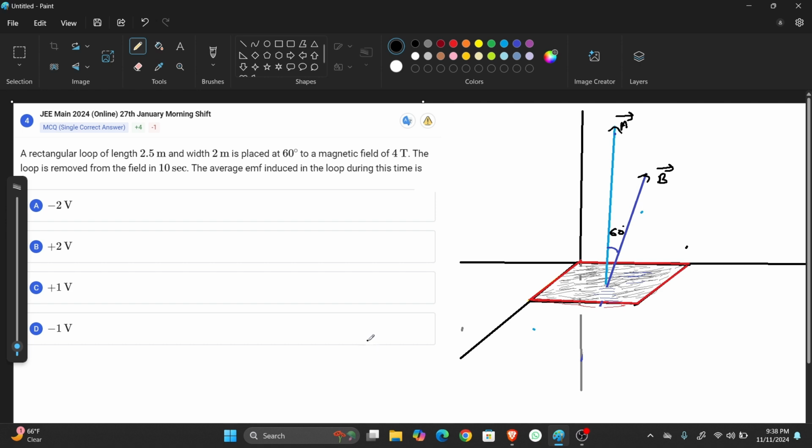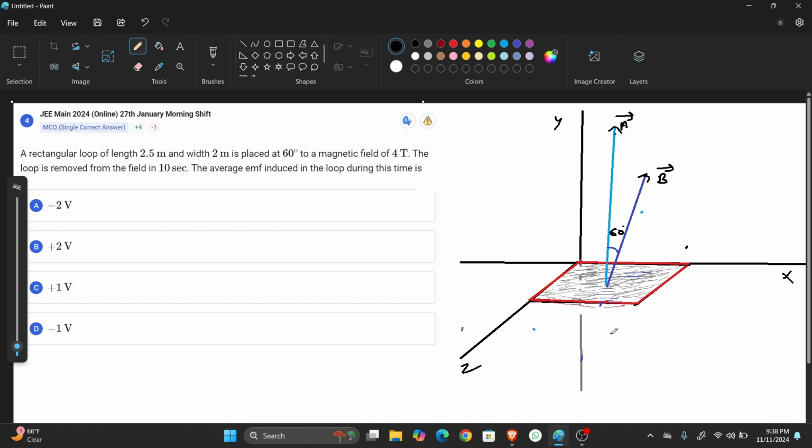First of all, there is an area vector A which is perpendicular to the loop, and there is a B vector which is at 60 degree angle to the area vector. Suppose this is the y axis, this is the x axis, and this is the z axis. The loop is in the xz plane and the area vector is along the y axis, and the B vector is at 60 degree to the area vector.